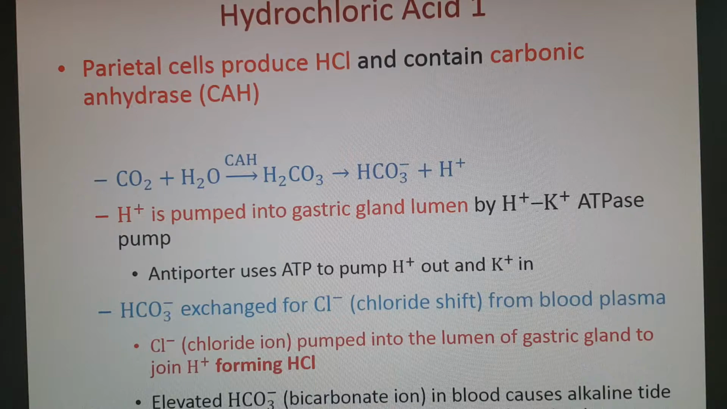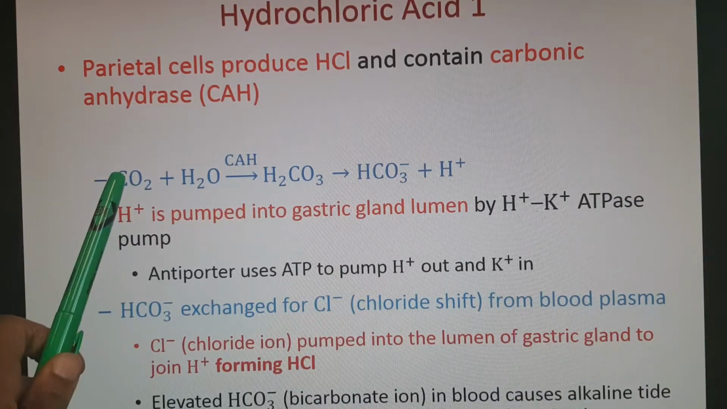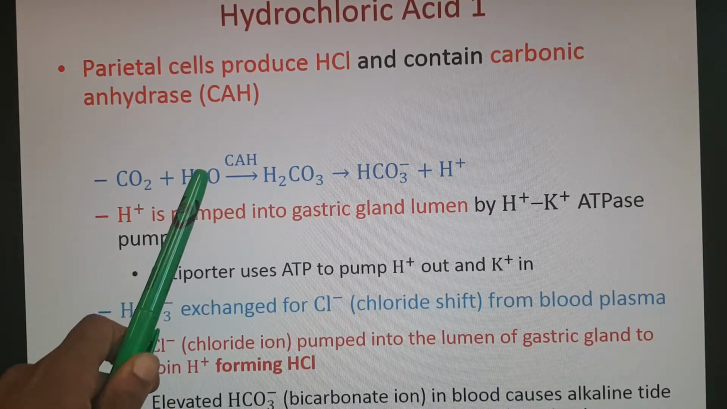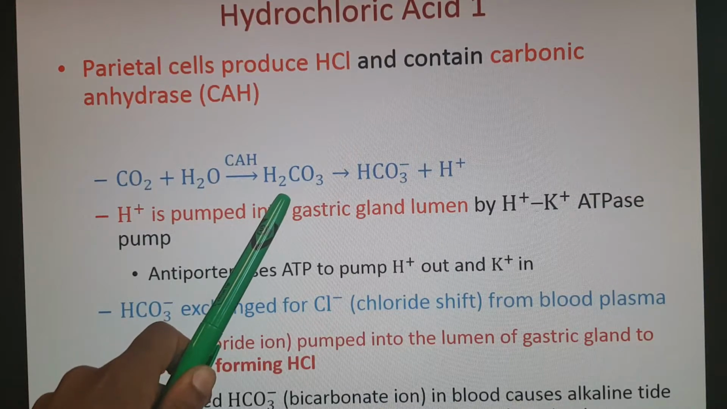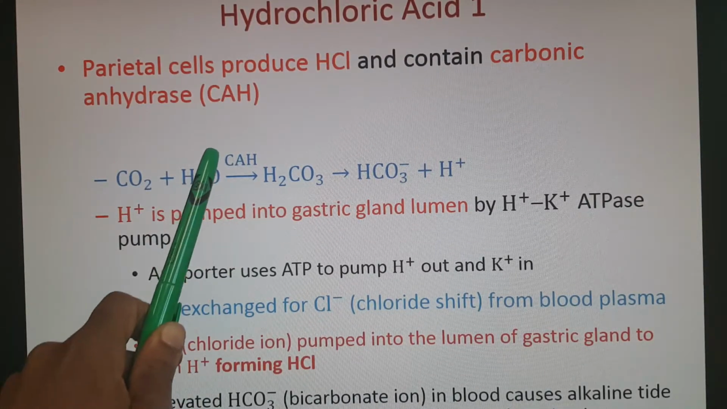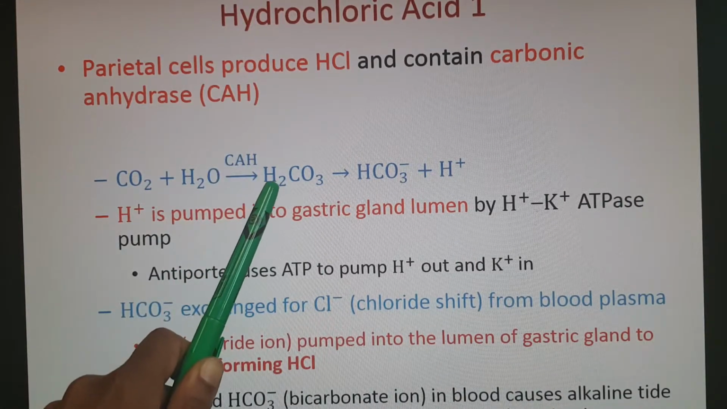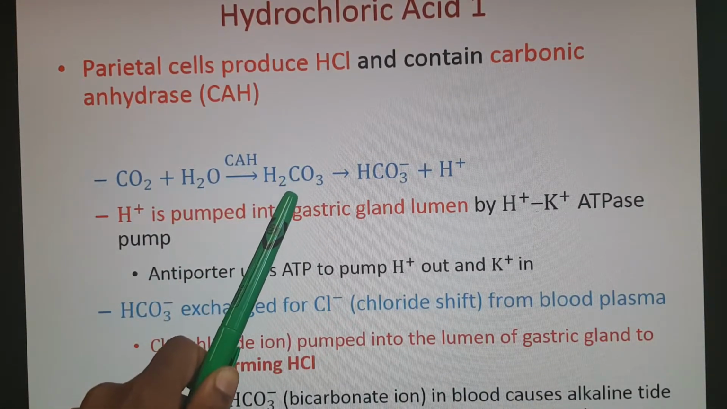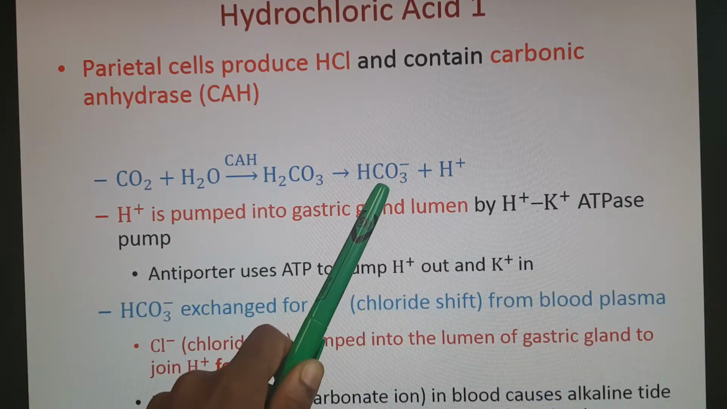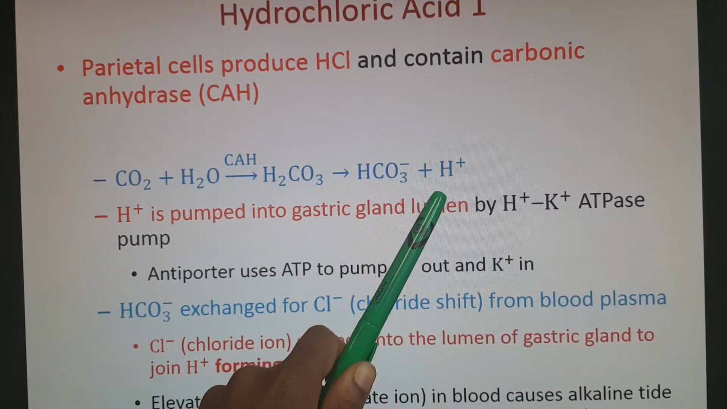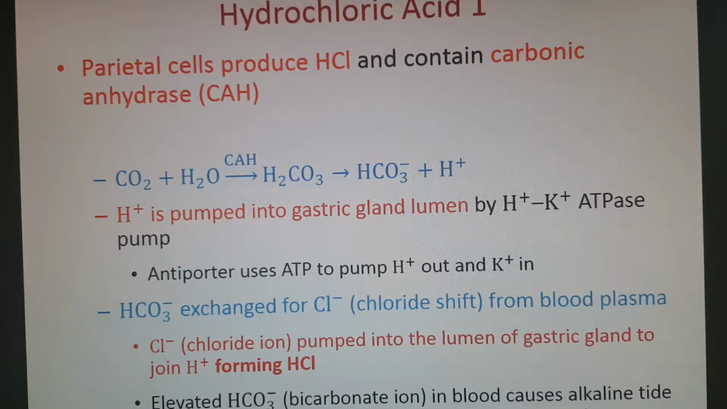Okay, in chapter 22, we went through respiration and talked about the carbonic acid reaction. So here it is again. Carbon dioxide mixes with water, and it's helped along by your carbonic anhydrase enzyme, creating your carbonic acid. Then that carbonic acid dissociates into your bicarbonate ion as well as your hydrogen ion.